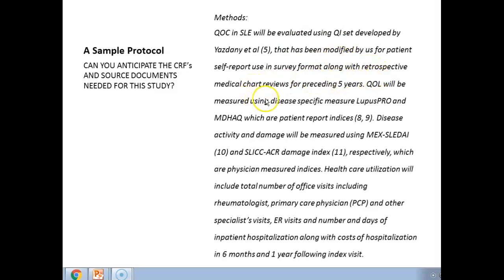particularly to measure, as it says here, some disease-specific measures, okay? And these are going to be some forms. Lupus Pro and ND-HAC are assessment forms that are commonly filled out by rheumatologists for lupus patients. There may be some measure of disease activity and damage with some additional assessment forms, one called Mexican SLEDAI and SLICC, which is the damage index.